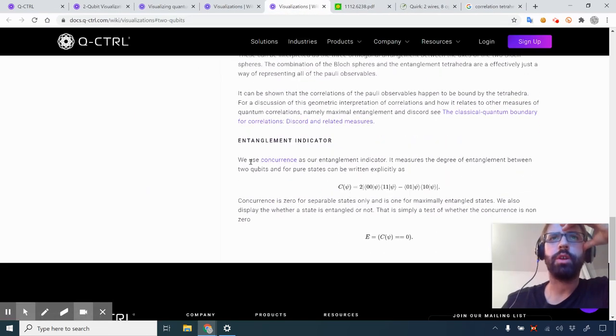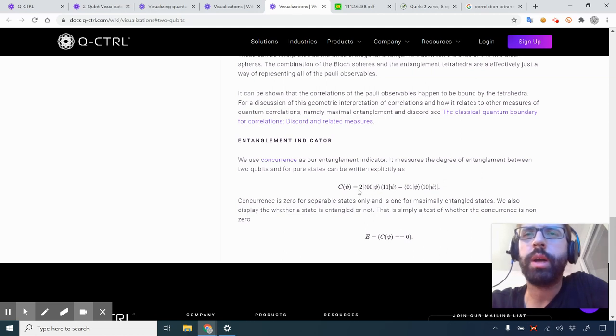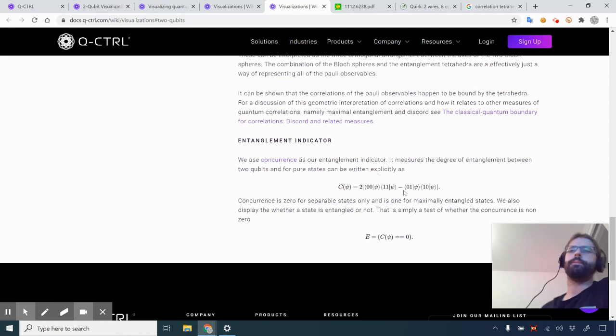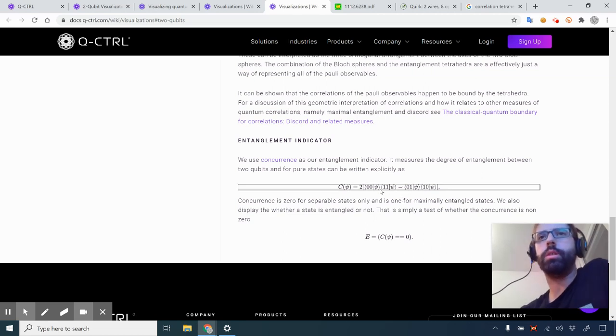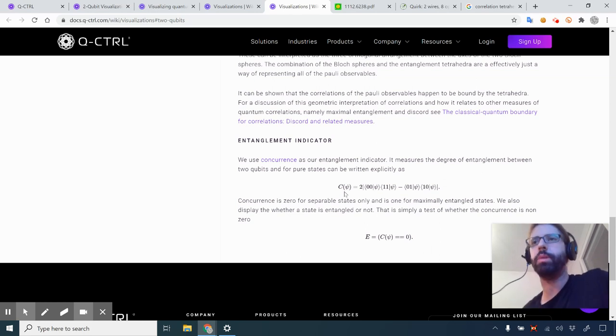Concurrence as our entanglement indicator. It measures the degree of entanglement between two qubits, and for pure states can be written explicitly as... what is this, 2 times the absolute value of... measuring, I guess, 0,0 and 1,1 minus the probabilities of measuring 0,1 and 1,0, right? Which is what you don't want to have. So if those are 0, then you get the max. If you measure all of them equally, then you get 0. Okay, but it's interesting because if you measure nothing here as well, and a lot of 01s and 10s, that also gives you a high value. So that also means entanglement.